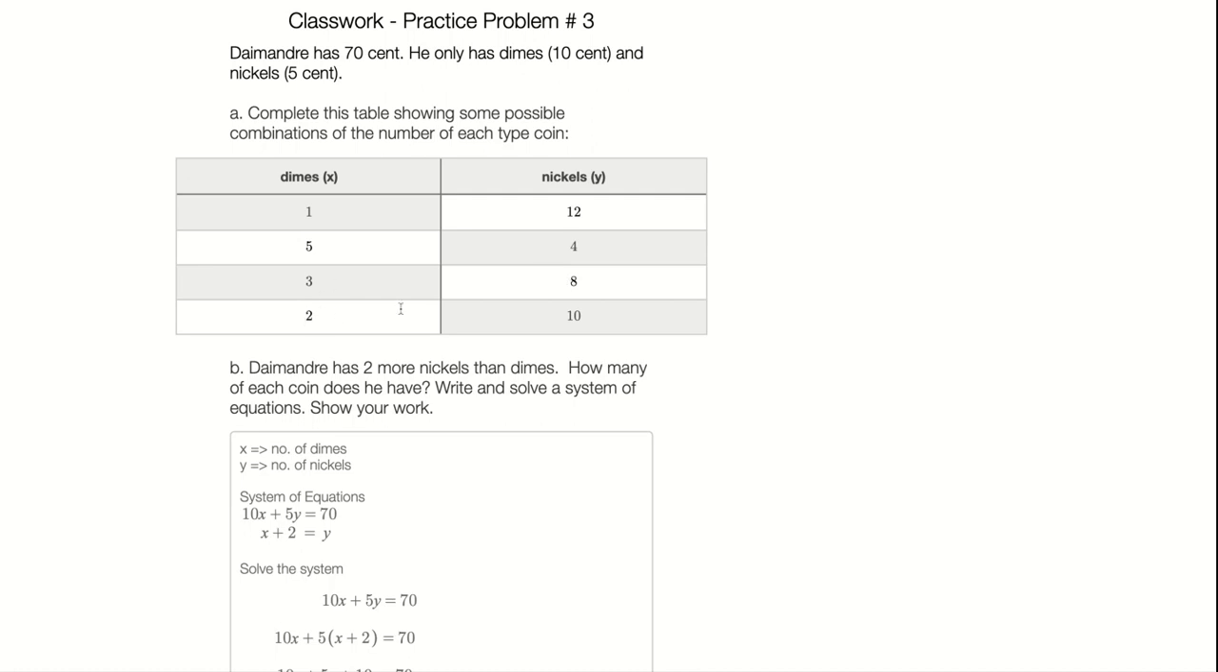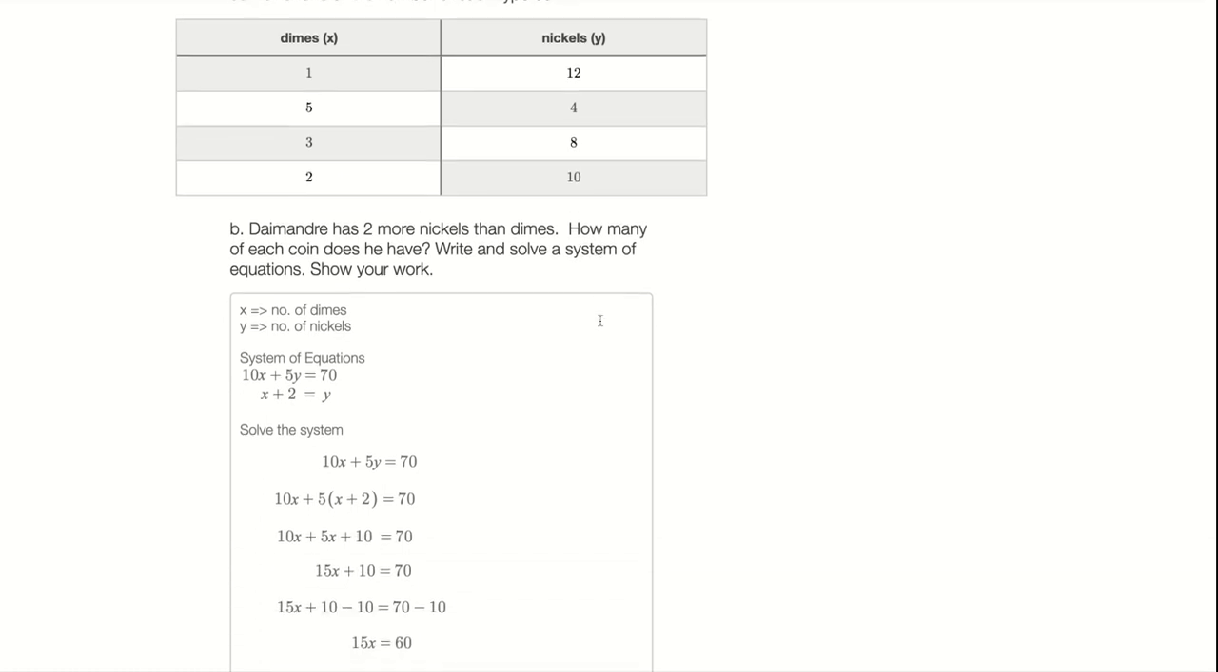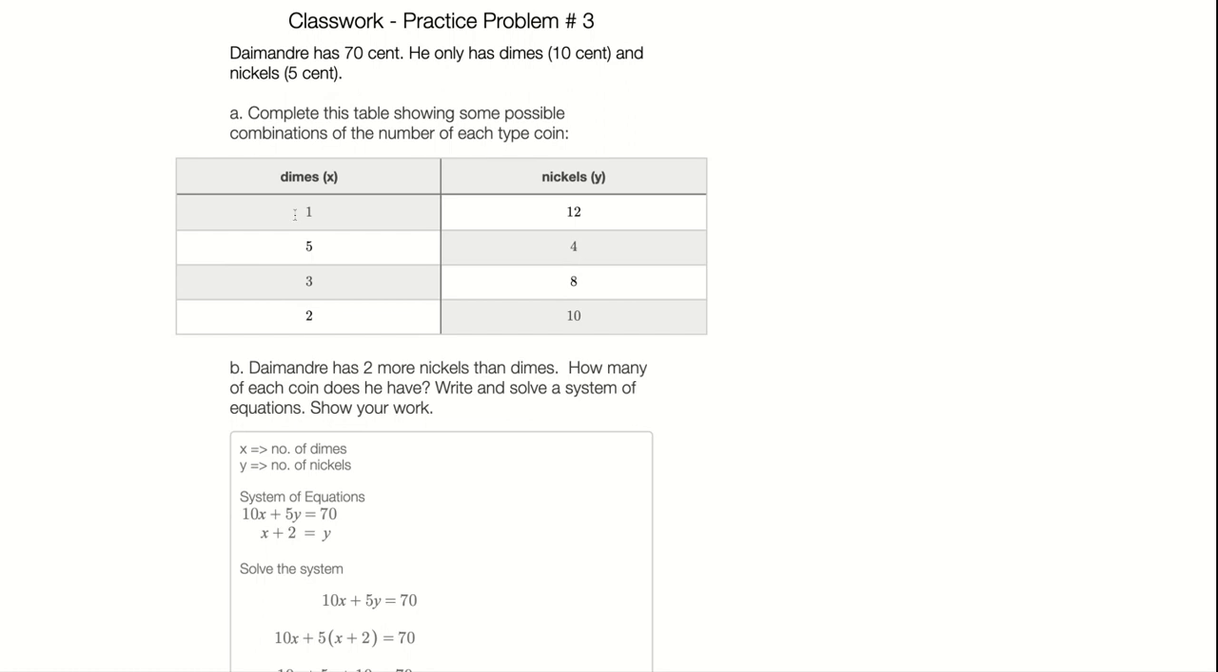And the same thing with 2 dimes and 10 nickels. 2 dimes is 20 cents, so he must have 50 cents in nickels, so he must have 10 nickels. All right, so that's not too bad. This is a strategy from a lower level. Don't get confused and try to apply some super high level of thinking for these combinations. You already know how to do these.